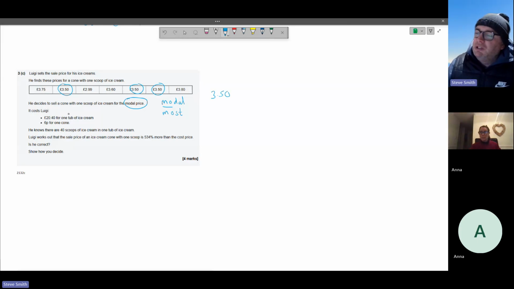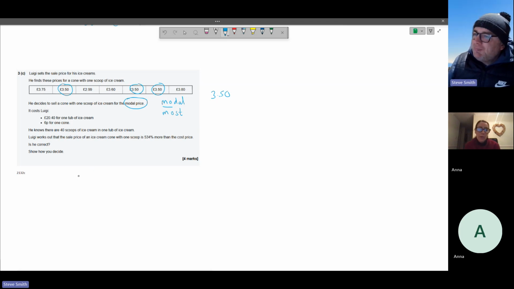It costs Luigi £20.40 for 1 tub of ice cream and 6p for 1 cone. He knows there are 40 scoops of ice cream in 1 tub. Luigi works out that the sale price of an ice cream cone with 1 scoop is 534% more than the cost price. Wow. No wonder ice creams cost about £8.